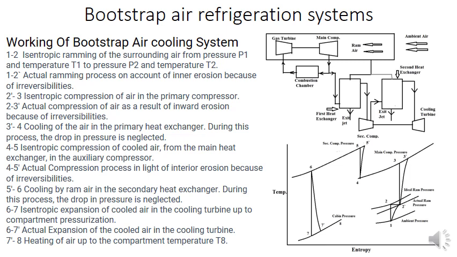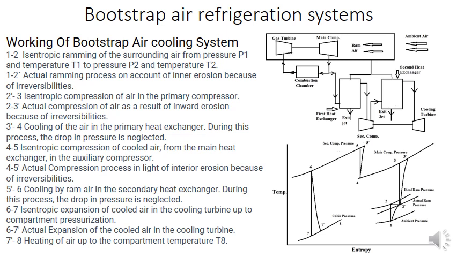pressure drop is neglected. Then 4 to 5, isentropic compression of cooled air from the main heat exchanger. 4 to 5 prime is actual compression, and this is isentropic, and this is actual compression. And 5 prime to 6, cooling of ram air in the second heat exchanger. The drop of pressure is slightly lower than before the compressor process, so it can be neglected.